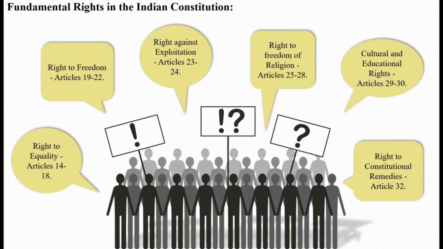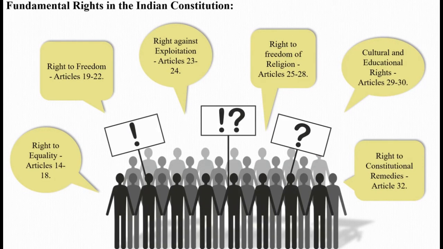Article 24 does not allow employment of children below the age of 14 in any factory or mine or engagement in any other hazardous employment. The socio-economic conditions drive children to work, so the article embodies health and humanitarian considerations. The Child Labour Acts passed in 1986, 2016 and 2017 clearly show the efforts of the government to improve the conditions of children.